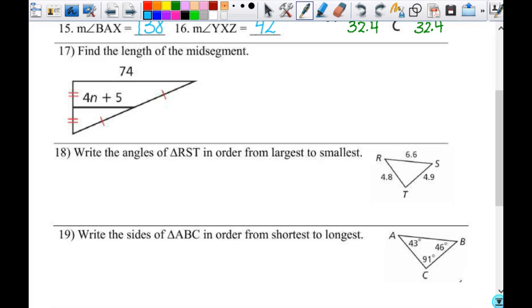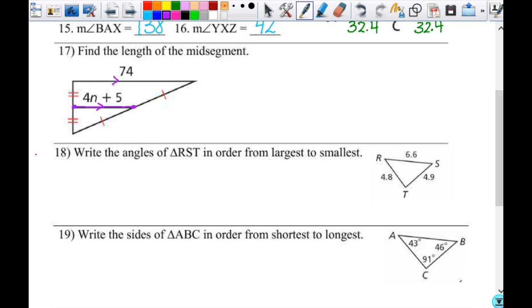So here is part 2. And I'm on number 17, it says find the length of the midsegment. So it tells me it's a midsegment, but it really didn't have to tell me because this intersects at the midpoints of these two sides of a triangle, which means this is the midsegment, which means it's parallel to the third side and half its length.